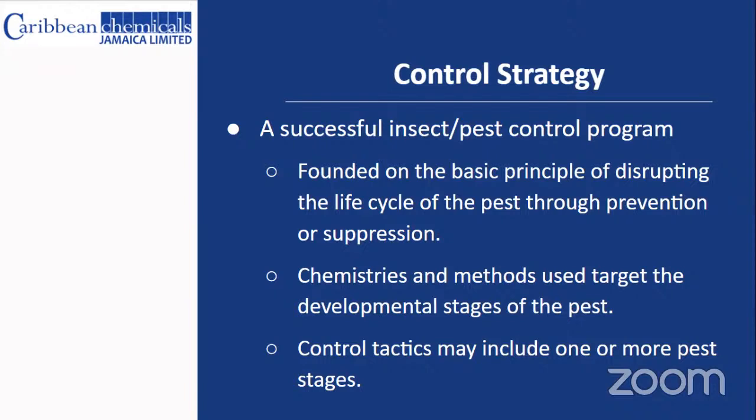The chemistries and methods used also must target the development stages of the pest. So in other words, we have to prevent the development of the different stages so that the pest cannot continue to thrive. And thirdly, the control tactics may include one or more pest stages. So we may have chemistries or methods that are able to control or suppress more than one stage of the pest development cycle. Very important.